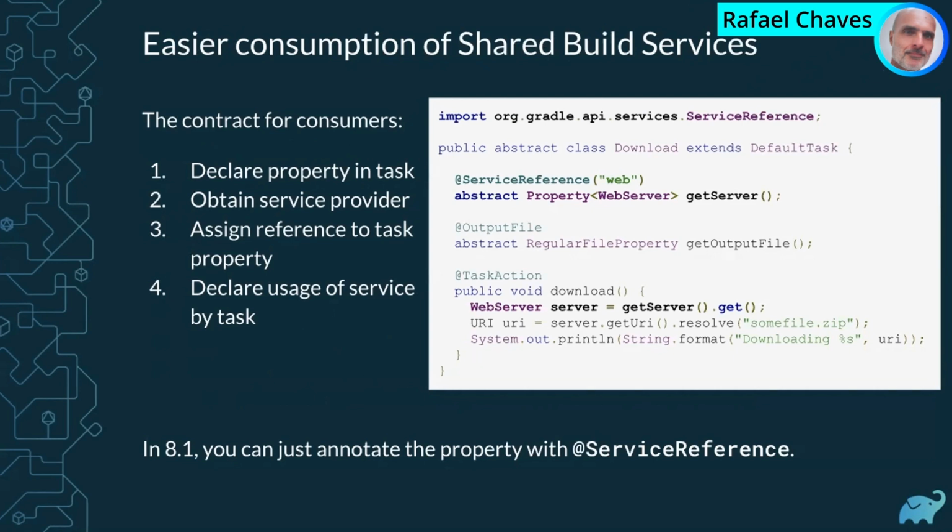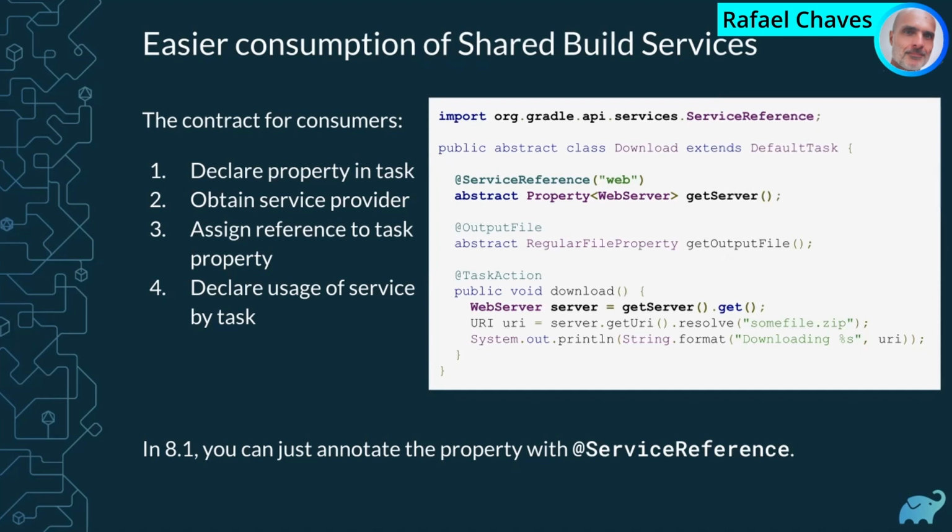The programming model for consuming shared build services was considered too verbose, and the contract for consumers requires them to declare a property to hold the service provider that they want to consume, assign that provider to that property, and also declare that the task uses the service. The last one is required so you can enforce parallel usage constraints that some services may impose. So that required a lot of code.